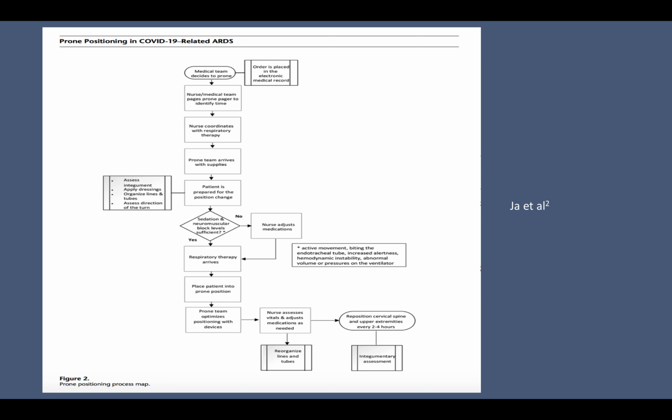The prone team is also there. The patient is pressed into the prone. The prone team is in charge of then making sure all the devices are in the right place. Vitals are continually monitored. And then one of the main things the prone team did at the end is make sure that the cervical spine, upper extremities, and lower extremities are in an optimal position to prevent any integumentary deviations down the road or any excessive pressure ulcers that could occur from this positioning.